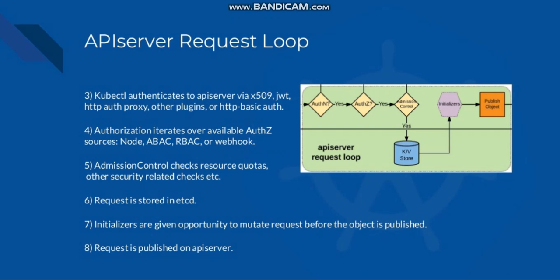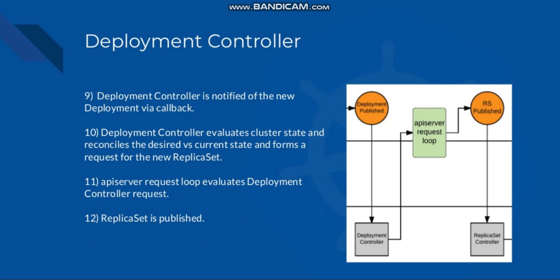The request is stored in etcd. Initializers are given the opportunity to mutate the request before the object is published. The request is published on the API server. The deployment controller is notified of the new deployment via callback. The deployment controller evaluates cluster state, reconciles desired versus current state, and forms a request for the new replica set. The API server request loop evaluates the deployment controller request.